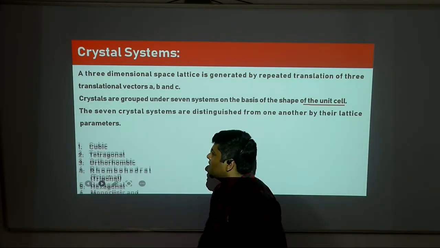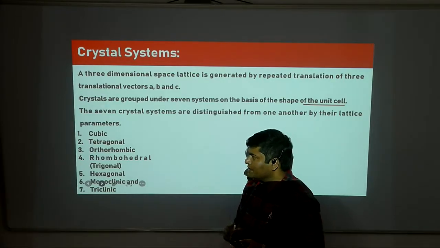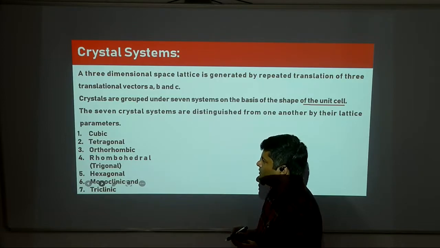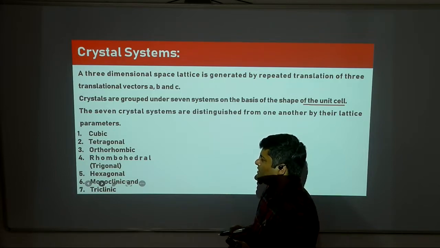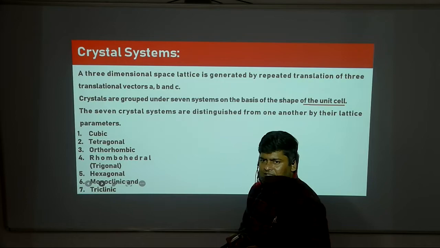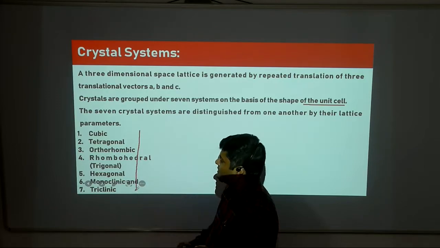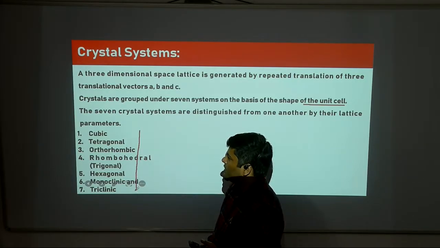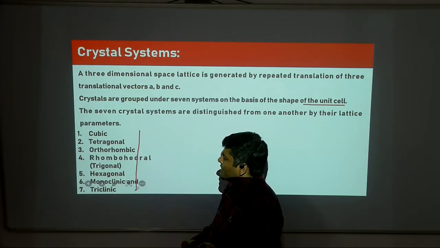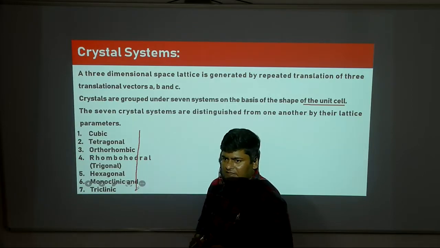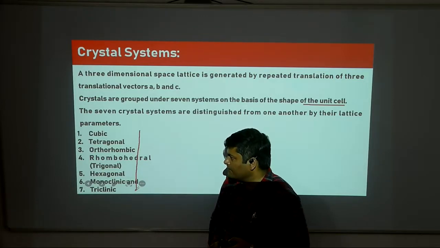So let us see the different crystal systems. The first one is the cubic crystal system, then tetragonal, then orthorhombic, then rhombohedral, which is also called trigonal, then hexagonal, monoclinic, and lastly triclinic. So these are the 7 crystal structure systems.